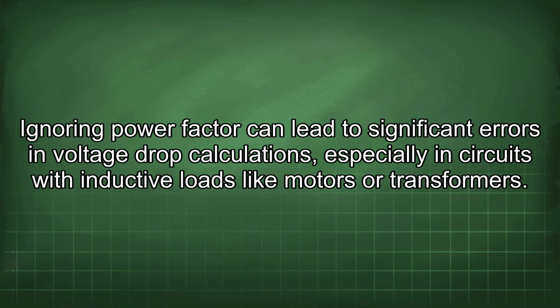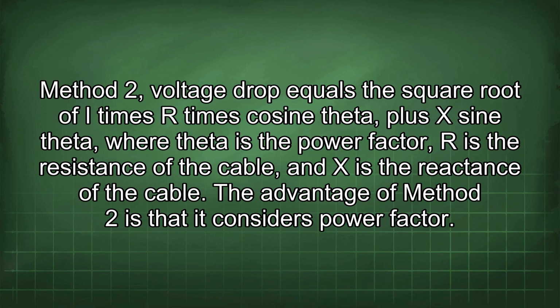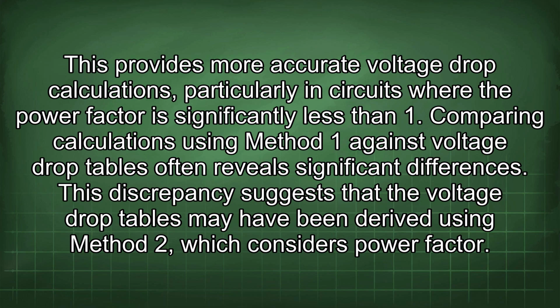Method 2, voltage drop equals the square root of I times R times cosine theta plus X sine theta, where theta is the power factor, R is the resistance of the cable, and X is the reactance of the cable. The advantage of method 2 is that it considers power factor. This provides more accurate voltage drop calculations, particularly in circuits where the power factor is significantly less than 1. Comparing calculations using method 1 against voltage drop tables often reveals significant differences. This discrepancy suggests that the voltage drop tables may have been derived using method 2, which considers power factor.